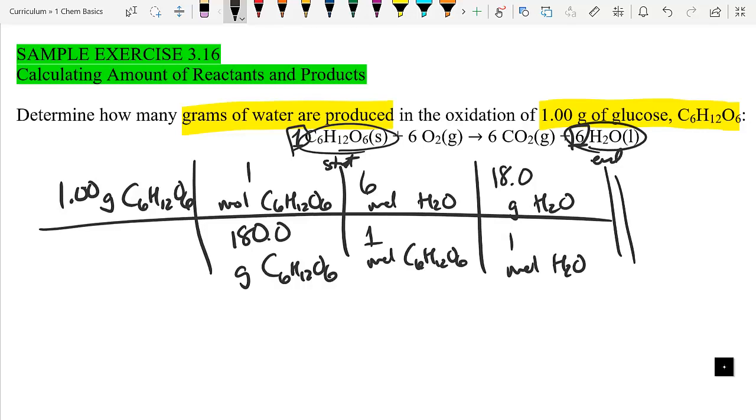So as we break this down, once again, it's 1 times 6 times 18, divide by 180, and divide 1. With a 0.00 grams of water. So hopefully that was good. Go ahead and do the practice exercise on your own, and you can check your work there.